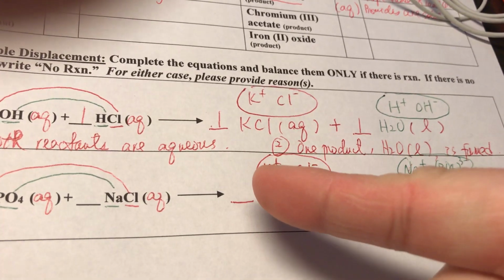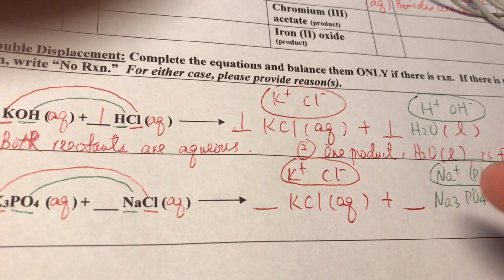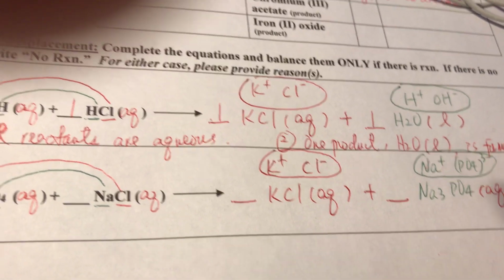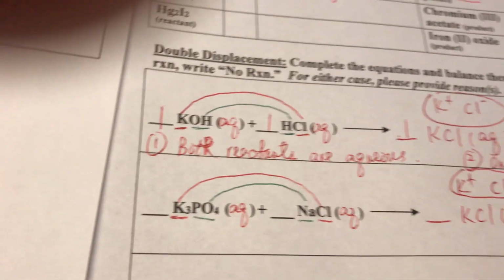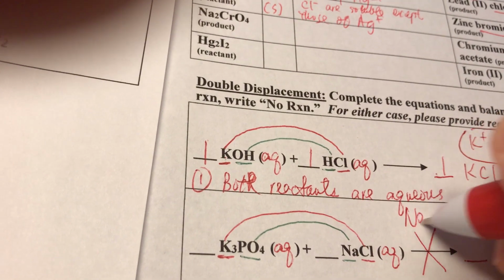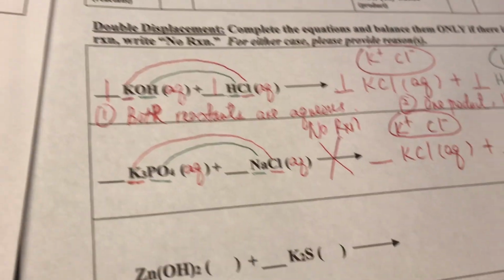Now, you find out that none of the product is solid, none of the product is PPT or gas or water. Do I have reaction? No reaction. So here, I'm going to put a big cross on the arrow. No RX, no reaction. Then you need to explain why I don't have reaction.